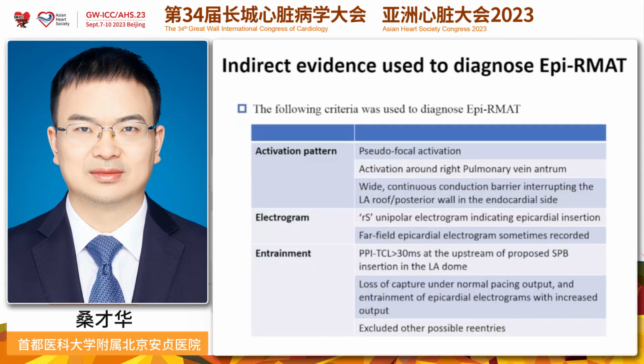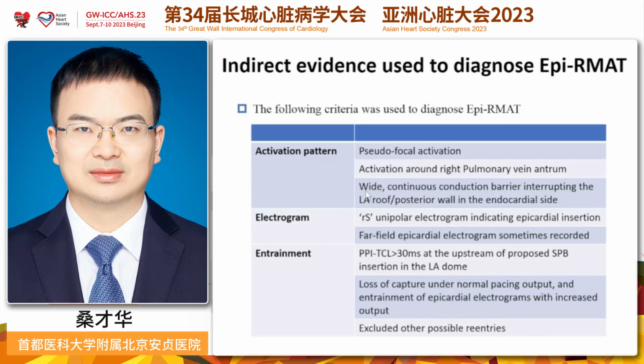We didn't do epicardial mapping in our patients. We just use indirect evidence to diagnose epicardial roof-dependent atrial tachycardia. The following criteria were used. The first is the activation pattern, like pseudofocal activation, and activation around the right pulmonary vein atrium.